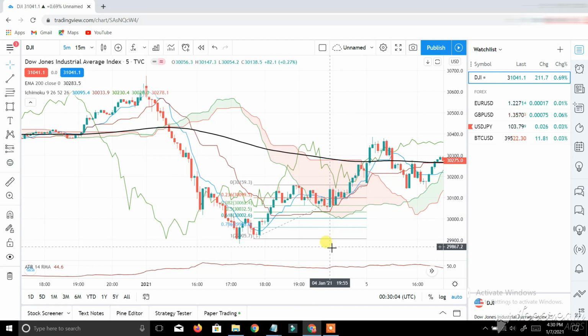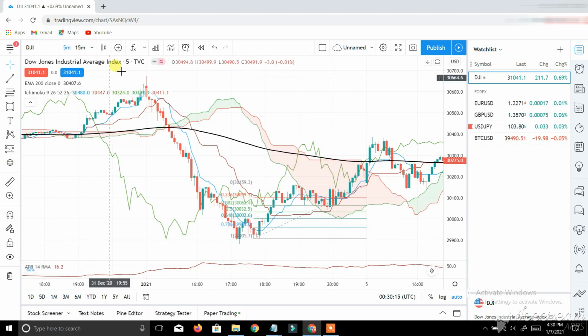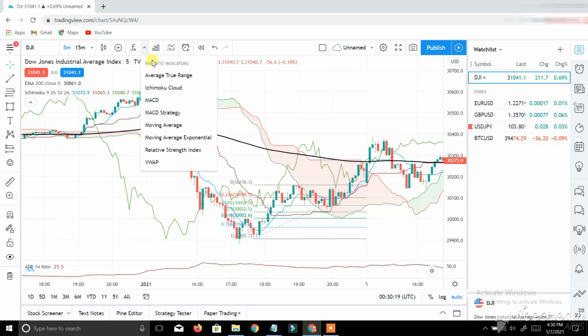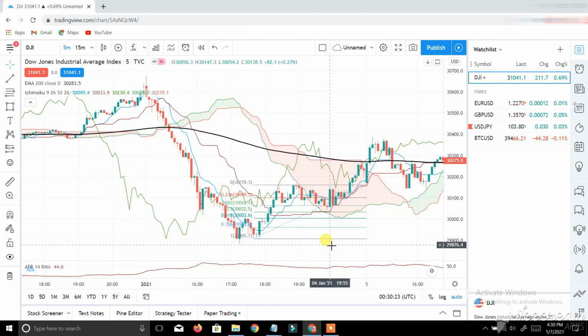I use the ATR on all my trades, and this pair is the Dow Jones, the US 30. So the ATR value of this pair, you can see, look at this point, the ATR is the average true range. You can get that on your chart by searching in the indicator section for the average true range. So the average true range of this engulfing candlestick is 44.6.